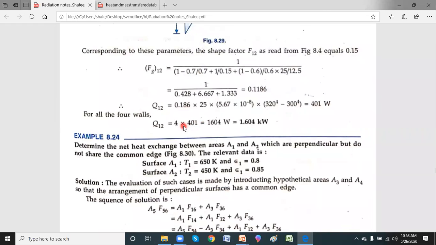Now, why has he taken 4 here? So, one ceiling, 4 walls. The total heat transfer from the ceiling to the 4 walls is 4 into 401. The total heat transfer is 1.604 kilowatts. Okay. That's how it goes.